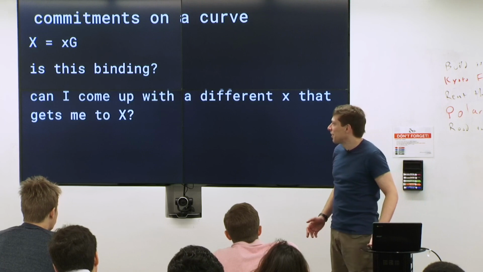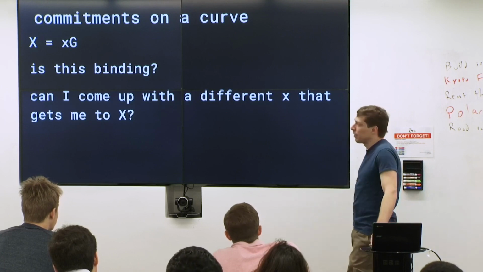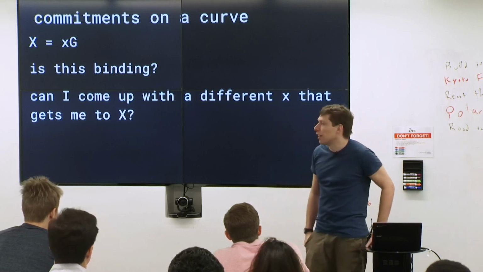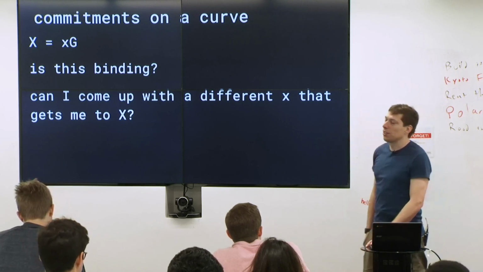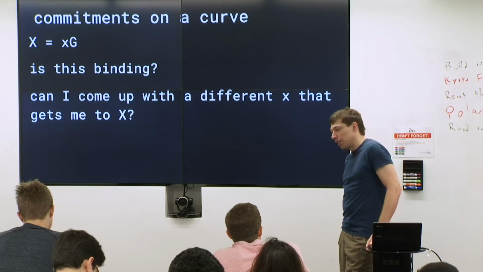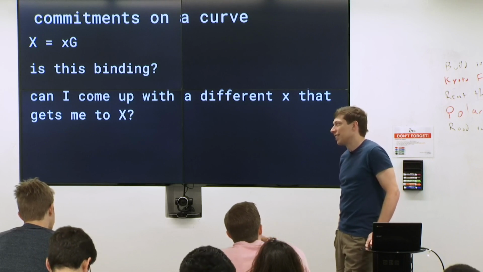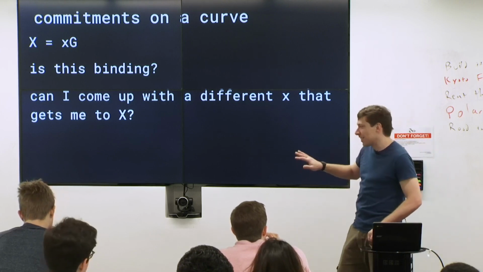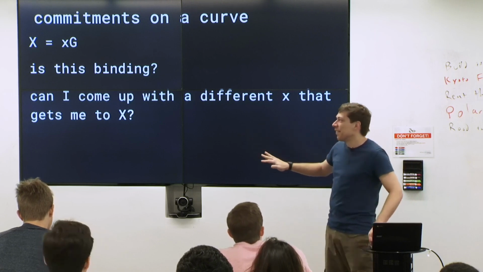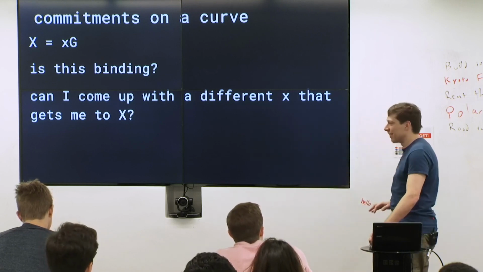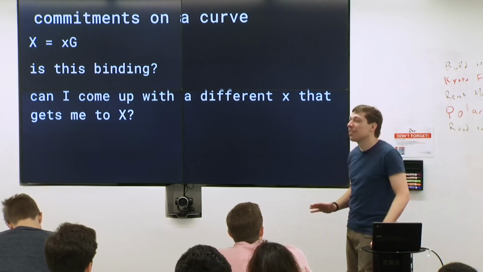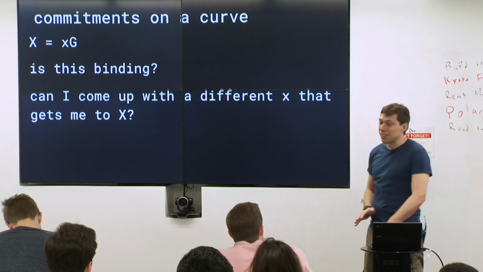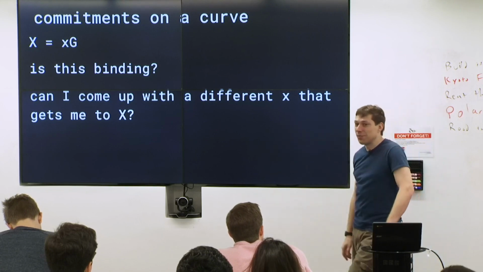But is this binding? Okay, it is. I can't come up with a different X that gets me to that point, right? So multiplying by the generator point is sort of like a hash function in that you're not going to be able to find collisions, right? So you can't find two different private keys that give you the same public key. Sometimes you can. In this specific case, this is binding, but there's a bunch of asterisks there. It gets complicated. There are some curves and some systems where it's not, and there have been problems in currencies where people assume that this is the case. I think in Monero, but yeah.